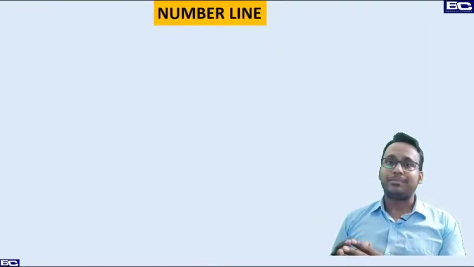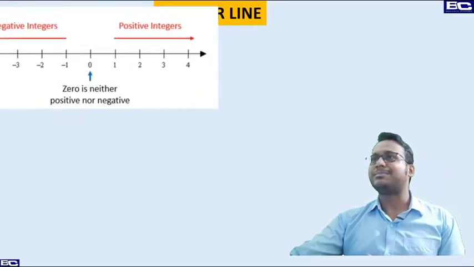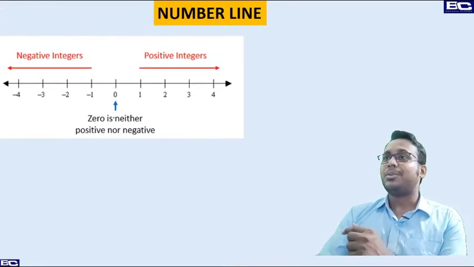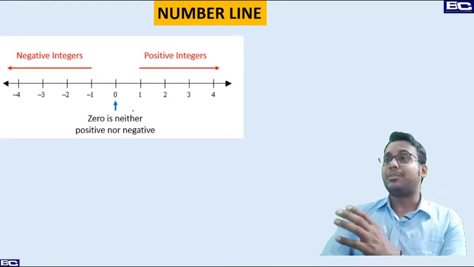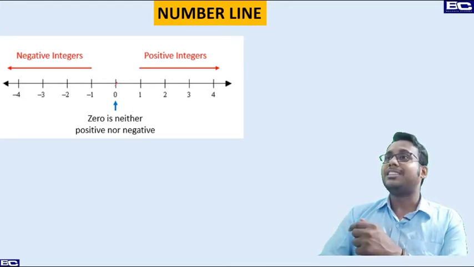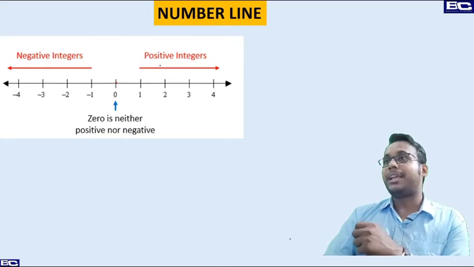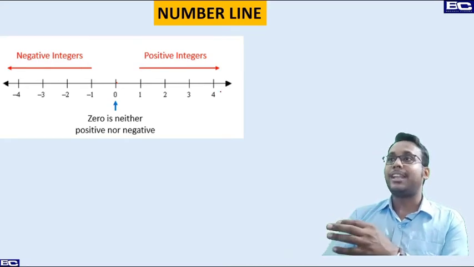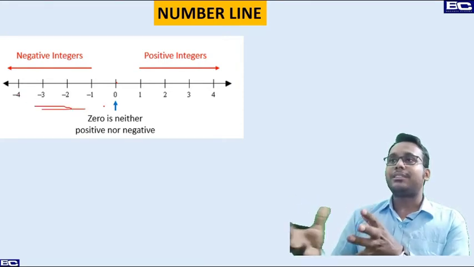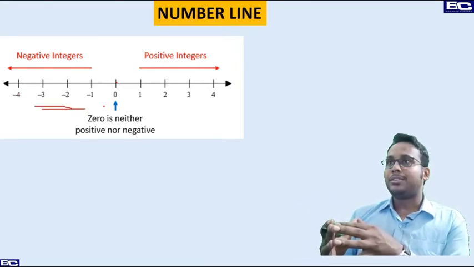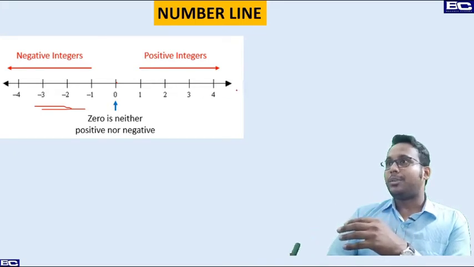Before starting we need to understand what a number line is. As you know, a number line is like this. In this number line, as you already know, the middle part is zero, the right side of the number line is all positive numbers, and the left side is all negative numbers. So what is the extra thing that I am going to tell you here? Let's check it out.